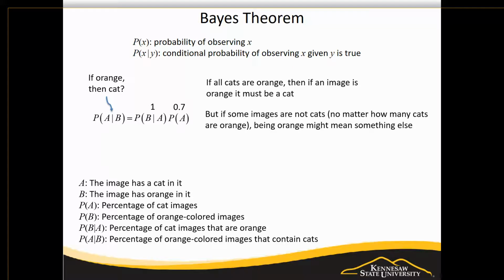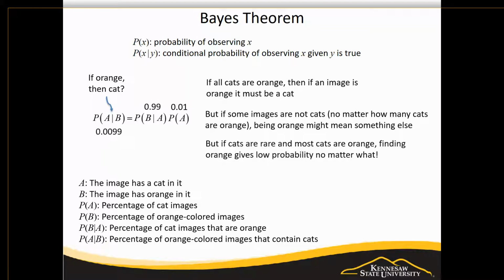But that doesn't help you understand what is the thing we should divide by in order to make it 1. So here's a reason for why we might need to normalize it somehow. Let's say that cats are rare. That means that only 1% of images are cats, but basically all cats are orange, 99% of cats are orange. That would imply that if I find an orange image, I only have a 1% chance of it being a cat. Well, that's probably not right.